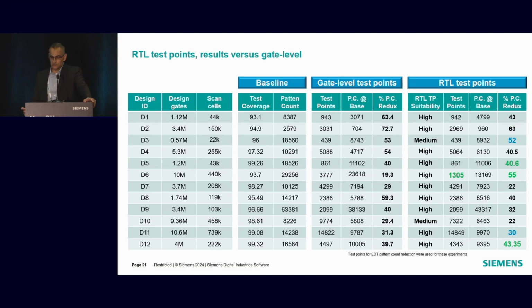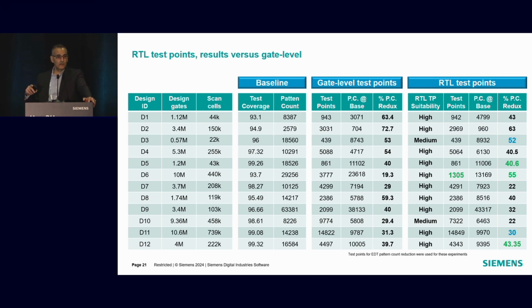So, some results comparison. On a bunch of different designs, we compared how pattern count would change with gate level test point insertion versus RTL. You see the design statistics on the left. On the baseline, you see the test coverage and pattern count with no test points. The second group of data is the gate level results, and you can see the percent coverage, the bolded numbers, and the percent reduction in pattern counts: 60%, 70%, 53%, and all the way down in different ranges.